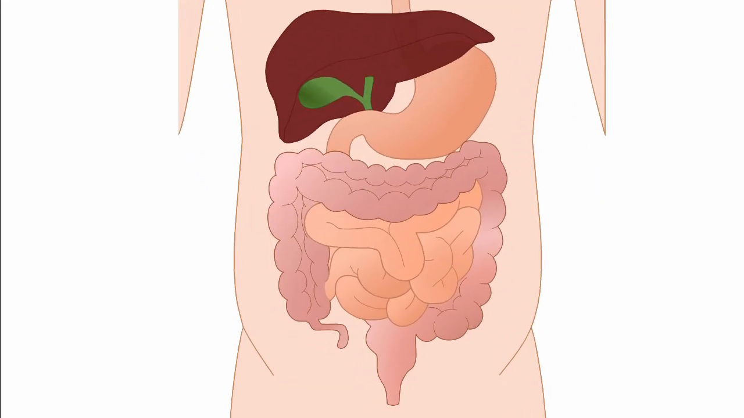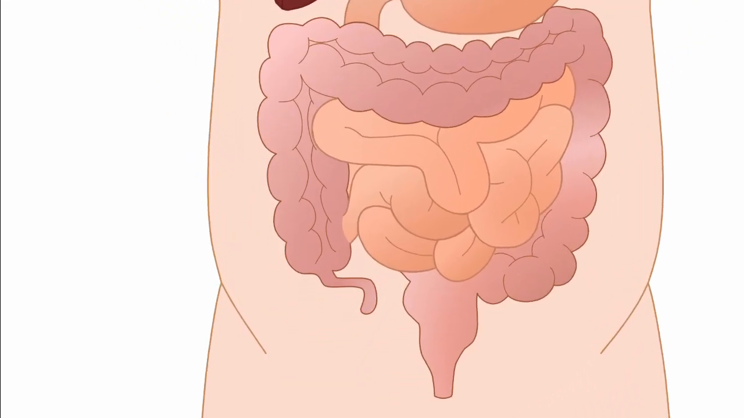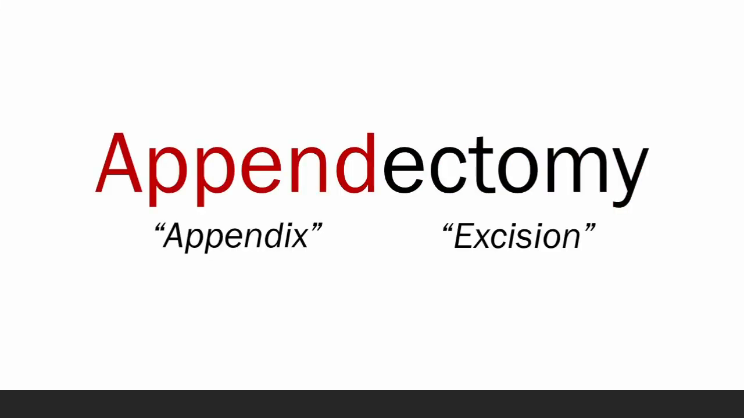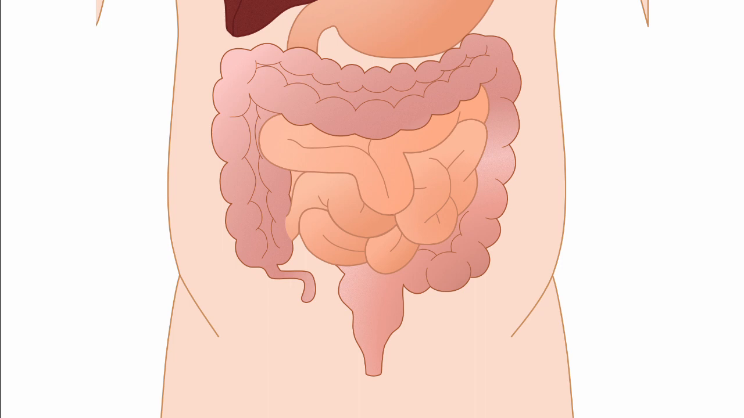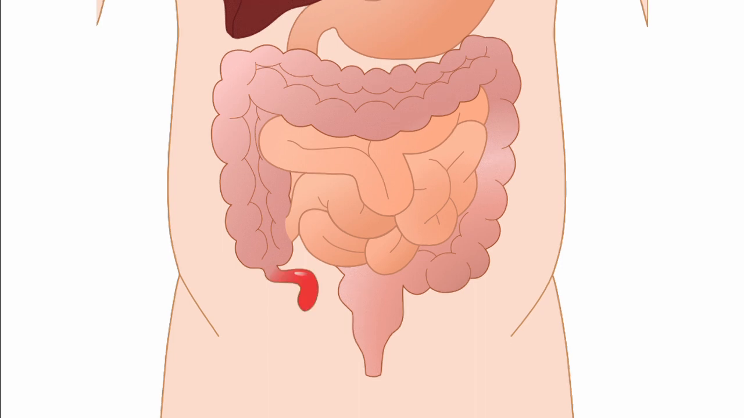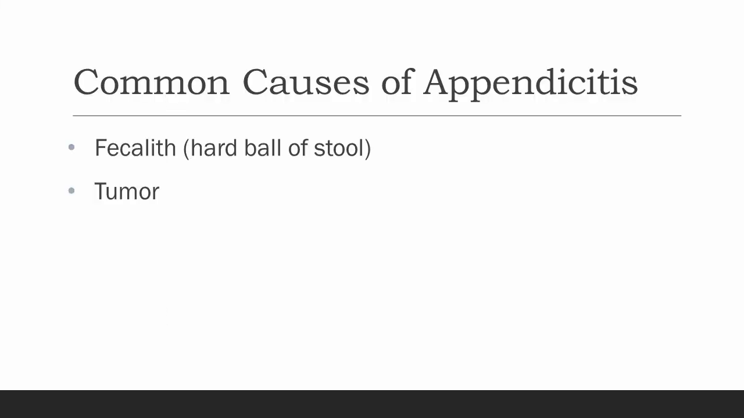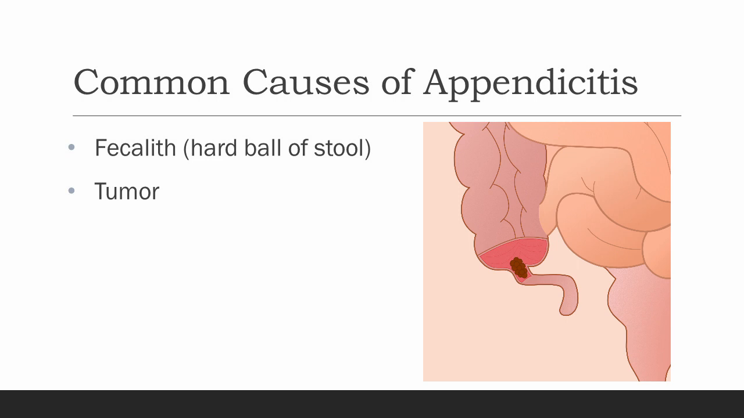The appendix is a small outpouching at the beginning of your large intestine, near where your small intestine empties into your colon. Appendectomy means removal of the appendix. The most common reason your doctor might recommend appendectomy is appendicitis, which is inflammation or infection of the appendix. In adults, appendicitis is most commonly caused by a fecalith, which is a hard ball of stool that plugs the opening of the appendix, leading to inflammation and infection.